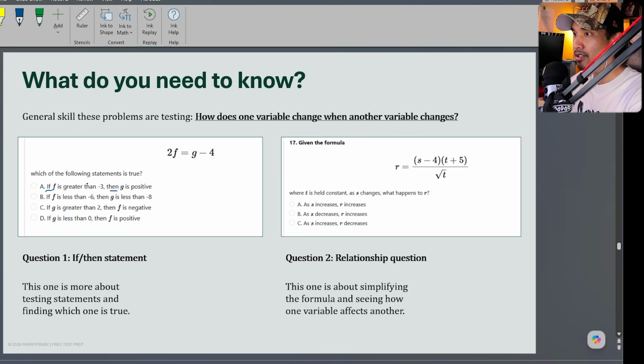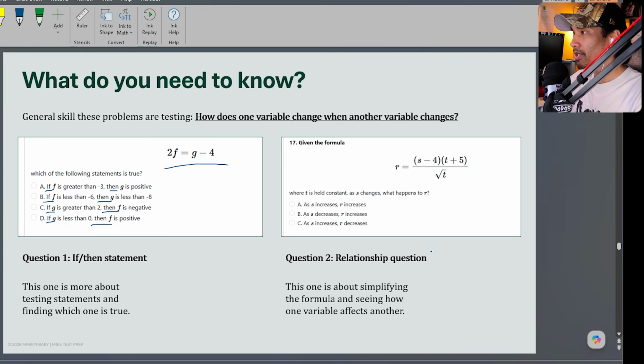f changes, or when f changes, well, then what happens to g? And in this case, we have to find out what happens and test that result against these answer choices. We have to identify the if and then the then. This one is more about testing statements and finding which one is true, finding the solution and then testing it against several answer choices.